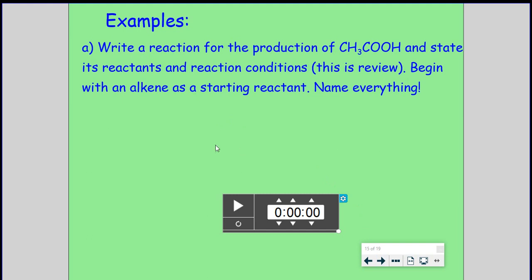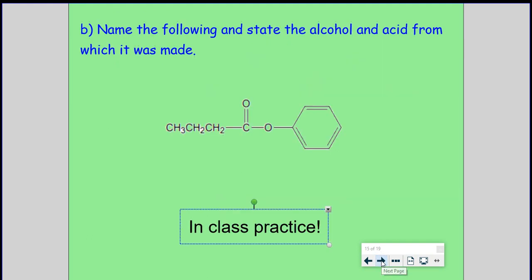Here you're asked to not write names necessarily. The focus here is to write the reaction for the production of, hopefully you're thinking about the answer in your head, a carboxylic acid. State its reactants and conditions. Now, this is review, right? This isn't specifically on esters, although it will help us to create an ester. It's asking you to begin with an alkene as a starting reactant. Great review example, and as we are going to start organic synthesis very soon, this would be a great example to begin with. So take a few minutes, try doing this yourself. We'll move on to the next one.